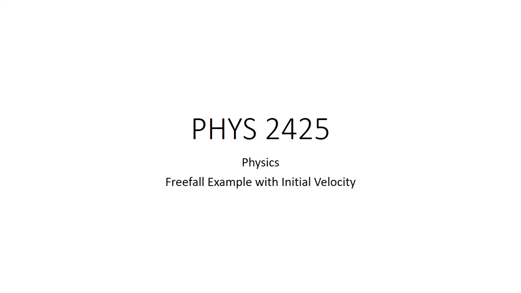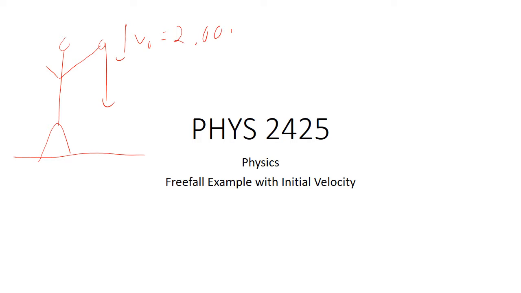So we did an example problem where someone just dropped something. Now let's do another problem. Let's say that we have someone up here and they have an object and they throw it downwards. So we throw it downwards with initial velocity of 2 meters per second, and let's say the distance is 2 meters above the ground.